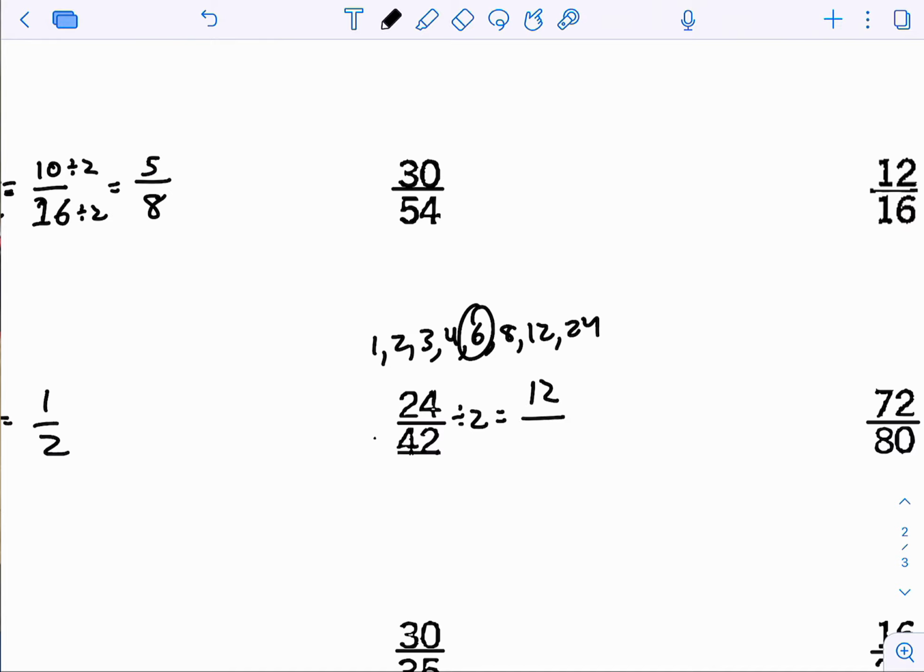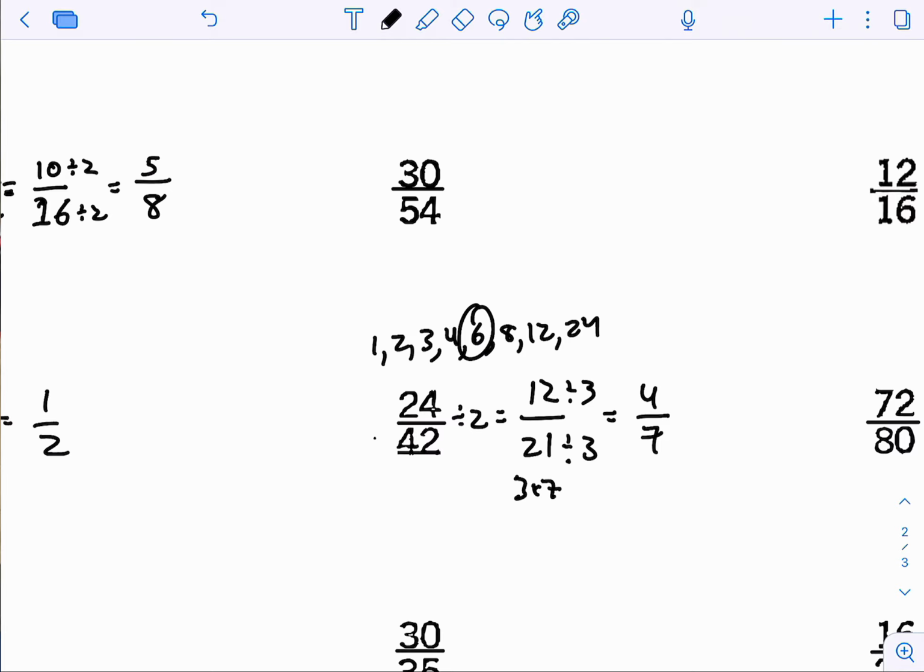So I've got 12 over 21. Okay, now I've got an odd and an even there, so then I might think, oh, but when you see 21, you should think 3 times 7. Wait, can 3 or 7 go into 12? Yeah, 3 can, so then I would divide it by 3, divide it by 3. So now I'm going to get it down to 4 over 7.